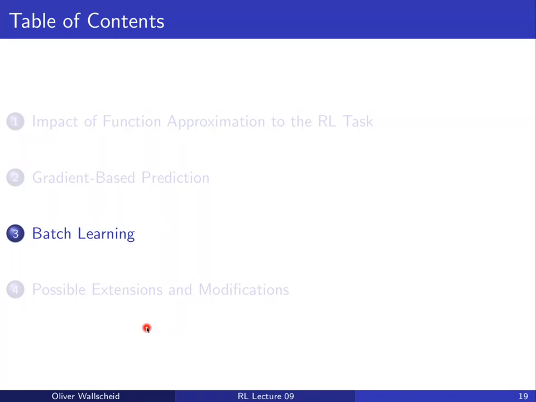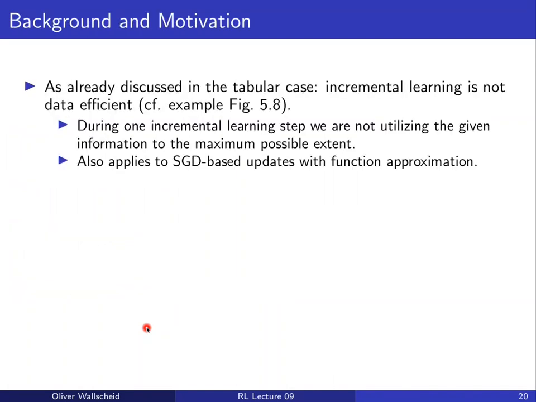So with that, we have already fully discussed gradient-based prediction, either with full gradients or stochastic gradients, especially in terms of Monte Carlo or semi-gradient based temporal difference learning. And now we want to extend these tools by batch learning. We have discussed that incremental learning, already in the tabular case, is not very data efficient. During one learning step, we just update our state value estimation in an incremental fashion, and therefore we are not utilizing the given data to the maximum possible extent. And of course this is also the same in the usage of function approximation and SGD, where we just take a small step into one learning direction and don't use the available feedback from the environment to the maximum extent.